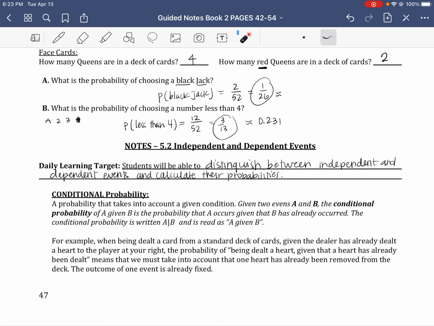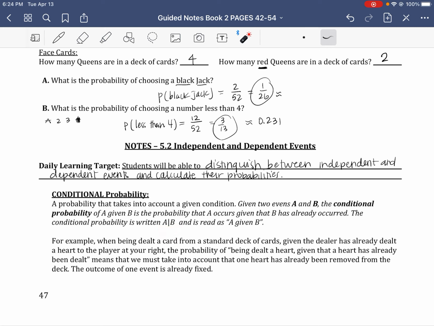Our definition right here says this is a probability that takes into account a given condition. Given two events, A and B, the conditional probability of A given, and that's the key word in conditional probability, B, is the probability A occurs given B has already occurred. The conditional probability is written as, and you'll see this symbol down here, that bar between them. That bar represents given. So when you see it, we read it as A given B. We're finding the probability of A, and B has already occurred.